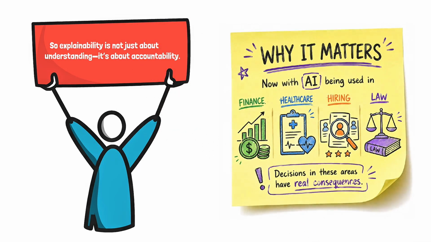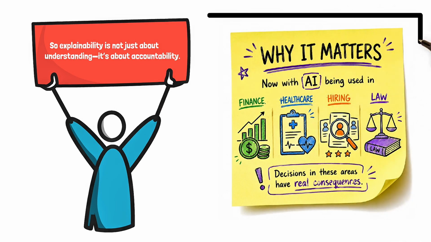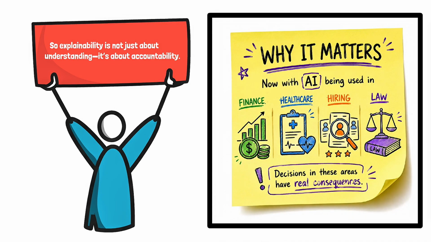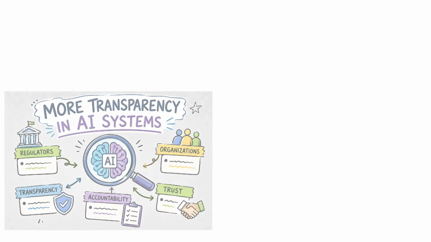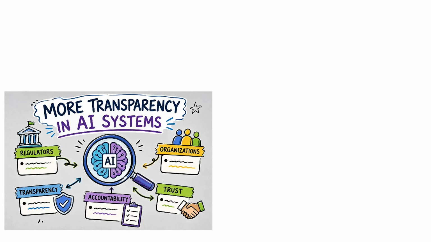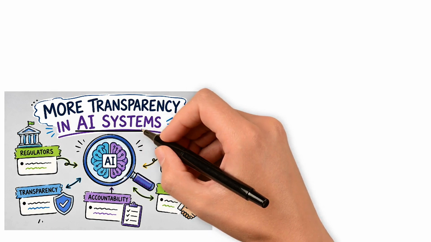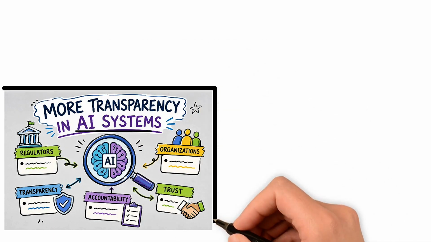Now, with AI being used in finance, healthcare, hiring, and law, this becomes even more critical. Decisions in these areas have real consequences. That's why regulators and organizations are pushing for more transparency in AI systems. It's no longer optional, it's becoming a requirement.